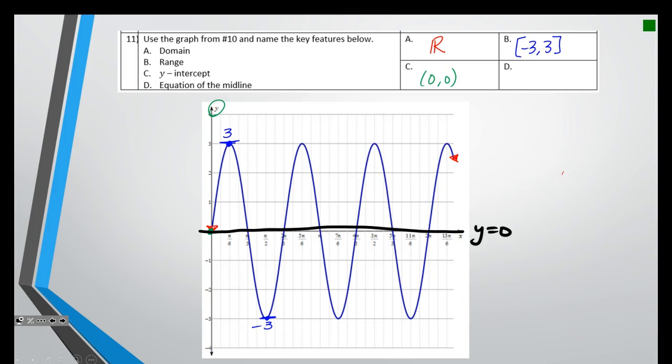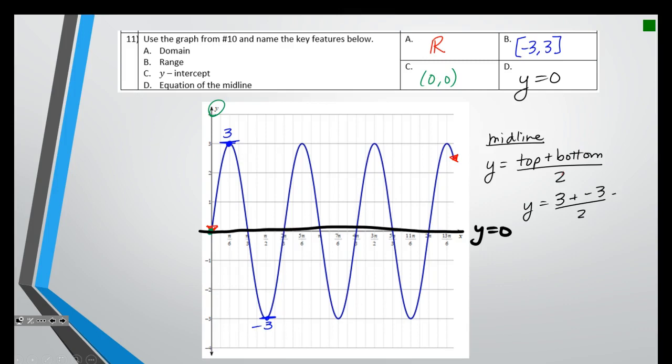Now, if you had a little bit of trouble looking at that and just seeing that it's at y equals 0, we do have a formula for that also. So if you need a refresher, the midline formula is if you take your top y value plus your bottom y value. So it's almost the same as the amplitude one. For amplitude you subtract, and for midline you add. So my top y value is 3 plus my bottom y value, which is -3. If you do 3 plus -3, that gives you 0, and 0 divided by 2 is still 0.